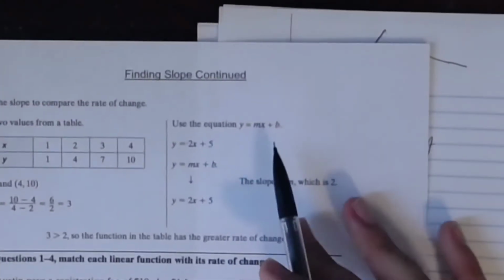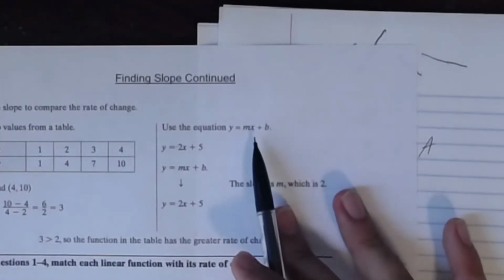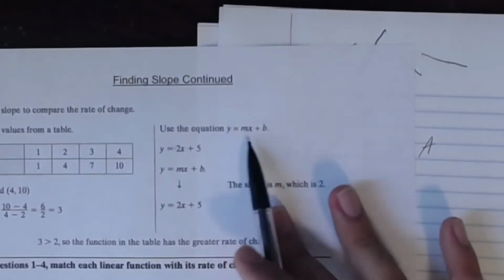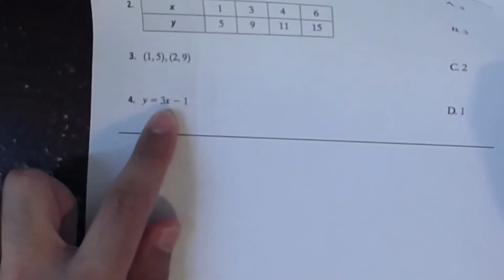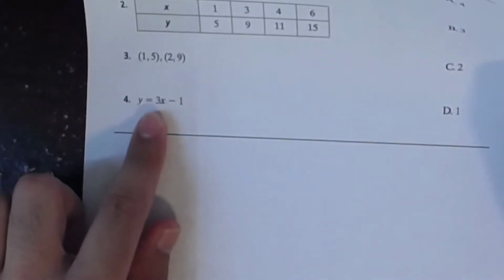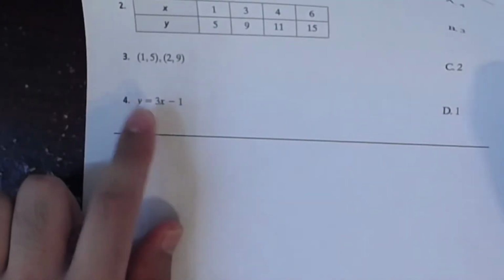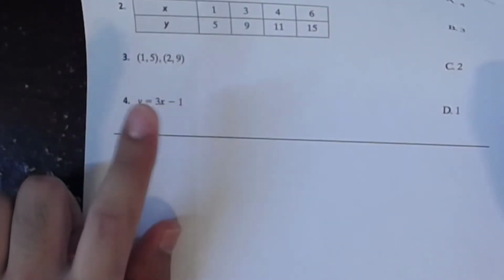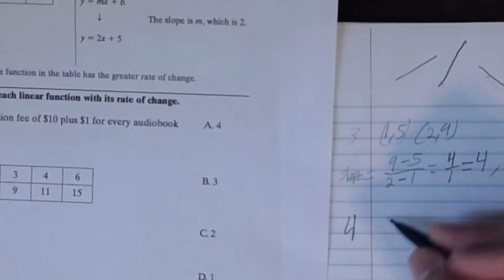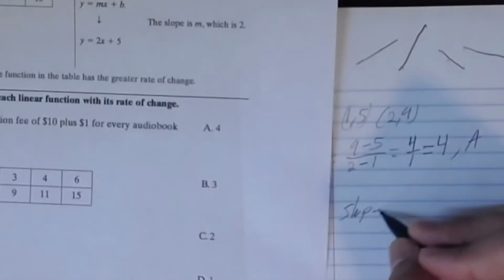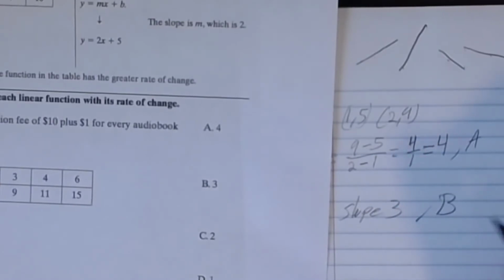Now, look at the formula. It's y equals mx plus b. The slope is the m, which is located right in front of the x. What is the number in front of the x here? It is 3. It's not a negative 3, it's just a regular 3. So our slope is just 3, which is this right here. So 4 is connected to b. 4 has a slope of 3, which is b.